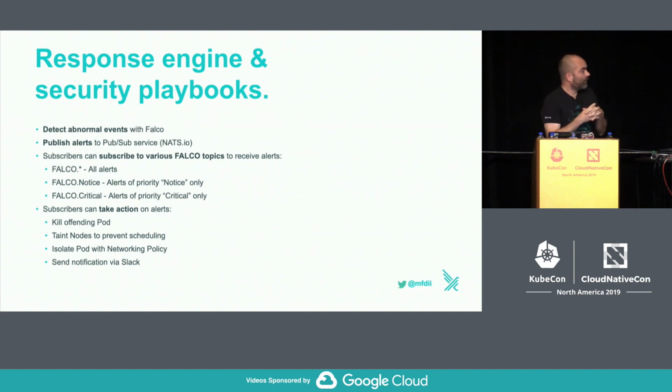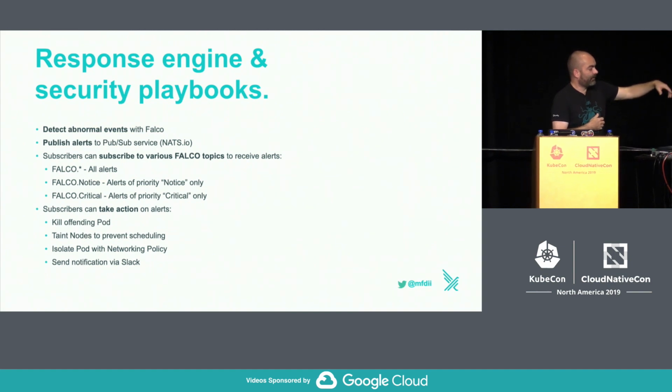So we wrote something called the Kubernetes Response Engine with security playbooks. What it does is it allows you to react to these events. So we have a number of different playbooks. You can kill an offending pod. You can taint nodes to prevent scheduling. You can isolate a pod with networking policy and so forth. So that then when this container goes rogue, you can keep it around, but isolate it and then go in and do forensics on it as well.